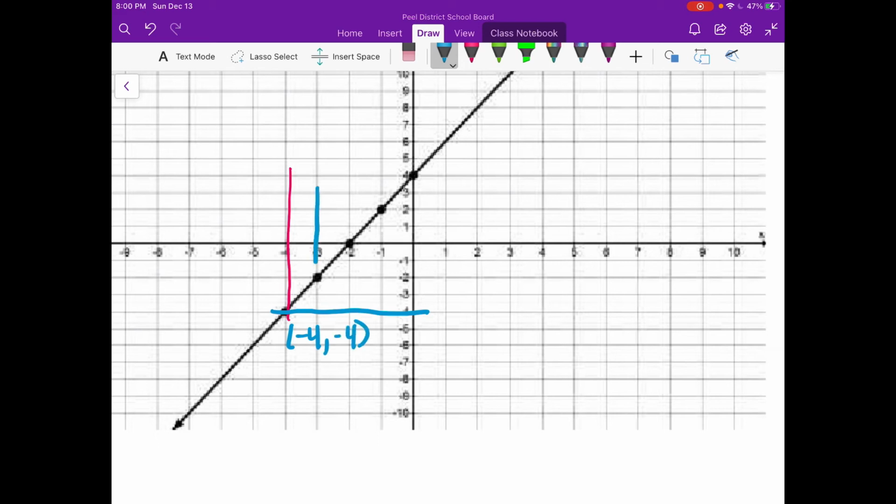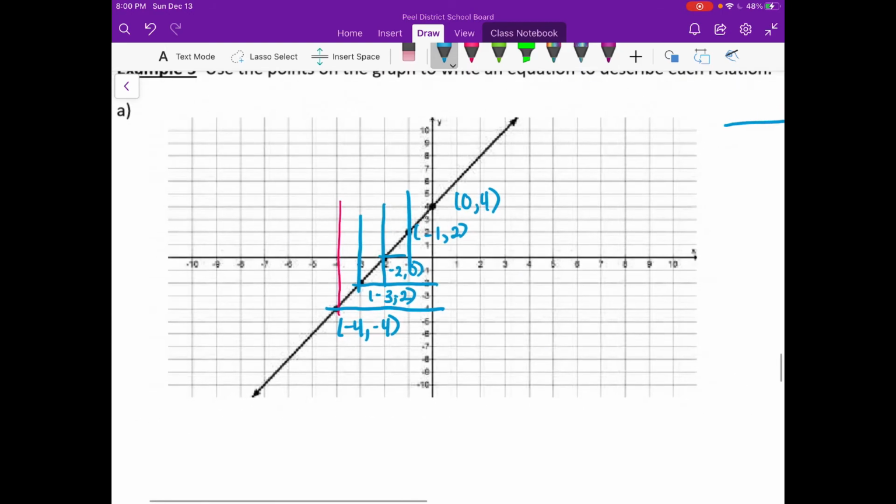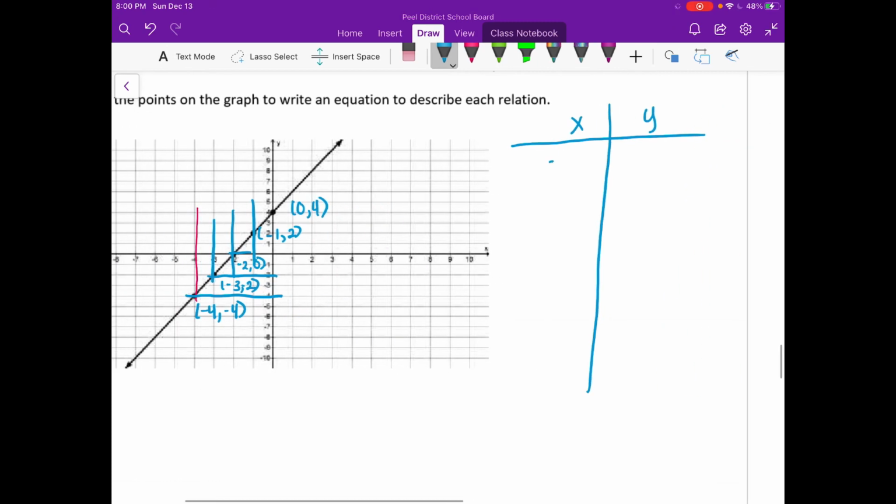We're going to go here. Negative 3, negative 2. And here we have negative 2, 0. Here we have negative 1, 2. And then here we have 0, 4. So those are my coordinate pairs. So I'm just going to go put those in. So I have -4, -3, -2, -1, and 0. On the other hand, I have -4, -2, 0, 2, 4.